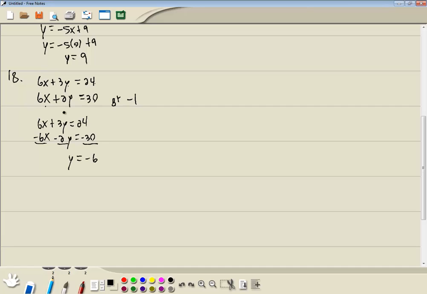Okay. Now I'm going to plug this into one of my equations. Doesn't matter which one. Plug in the first one. So I got 6x plus 3y is equal to 24. We just said y is negative 6. So we got 6x plus 3 times negative 6 equals 24. 3 times negative 6 is negative 18. Take the negative 18 over, it becomes a positive 18, which gives us 42, I believe. Divide both sides by 6.